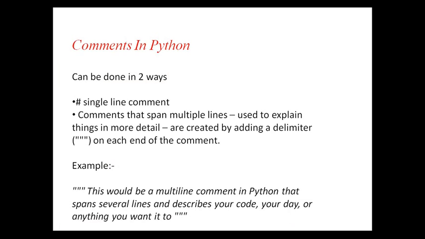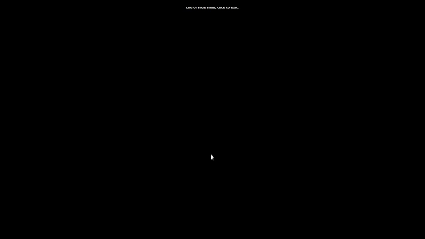Next are comments. How are comments shown in Python? So hash is used for a single line comment, and for multiple line comments you have to use triple double quotes like this. This would be a multi-line comment in Python. Starting from here, a 3 line comment is like that. Thank you.